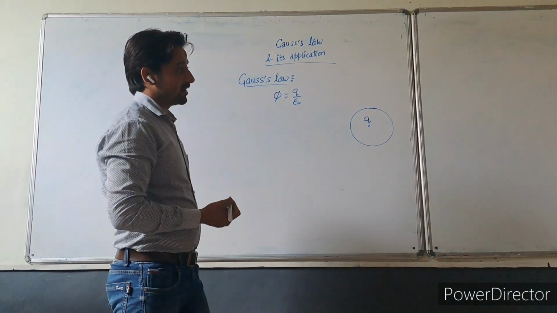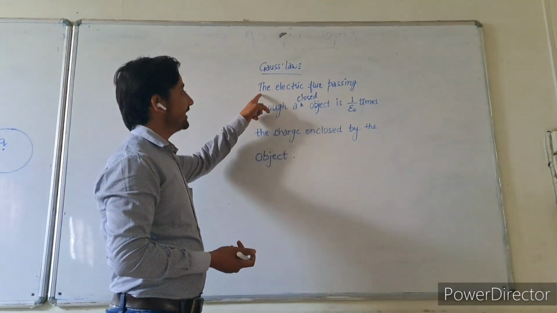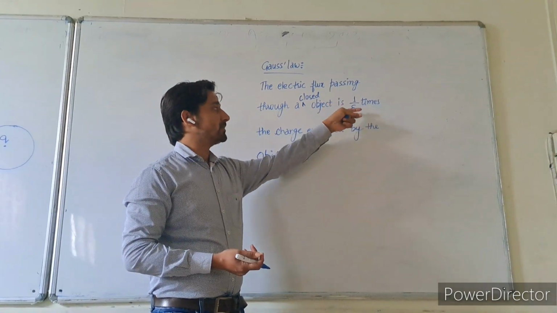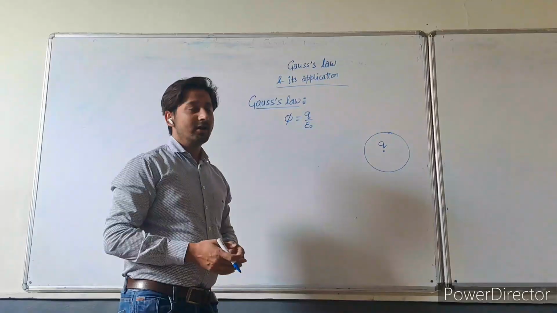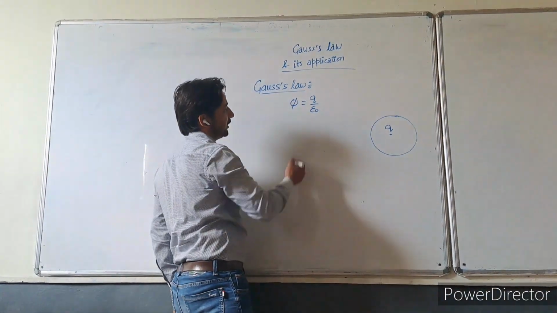So if I want to write the definition, it can be written like this: the electric flux passing through a closed object is 1 upon epsilon naught times the charge enclosed by the object. Okay, now as you can see, phi equals q upon epsilon naught.